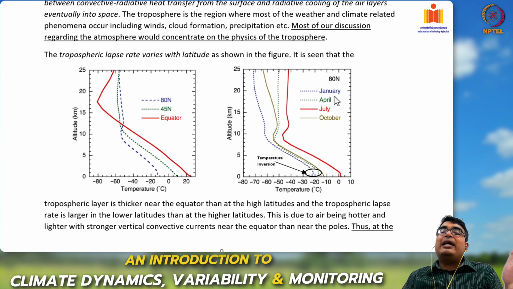At 80° north, July is summer. So, you are having a hotter surface temperature and then it is decreasing till the tropopause is hit, and then you are getting the broad tropopause where the temperature is more or less constant.